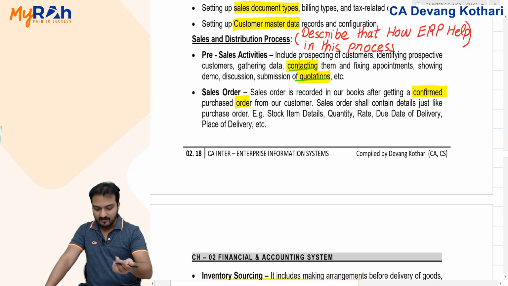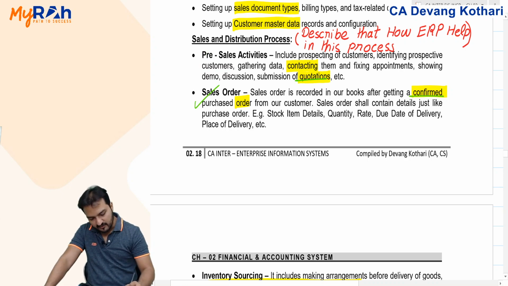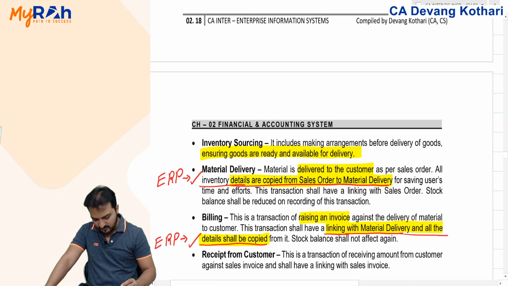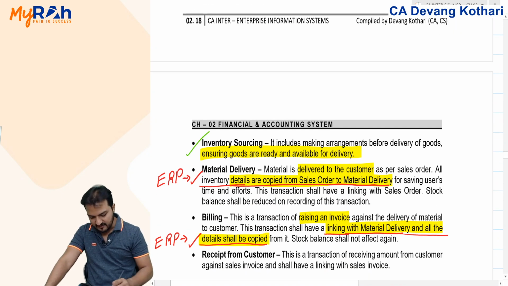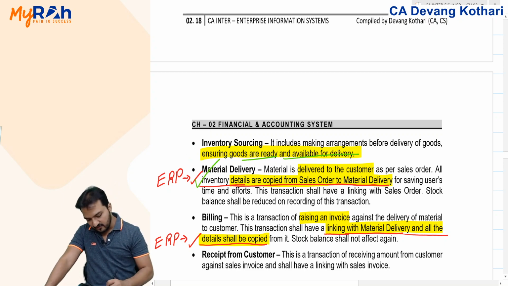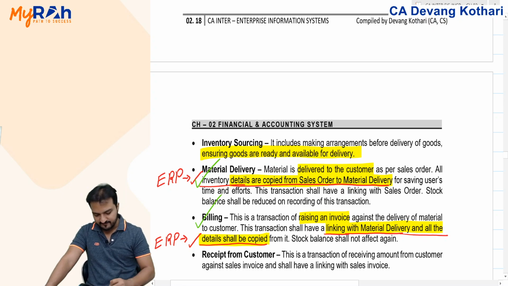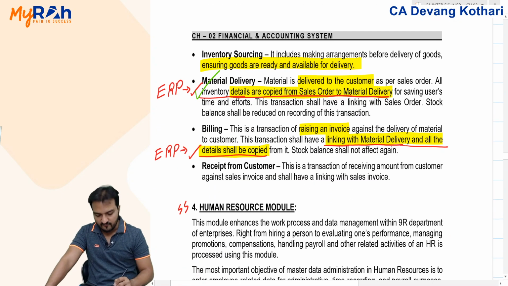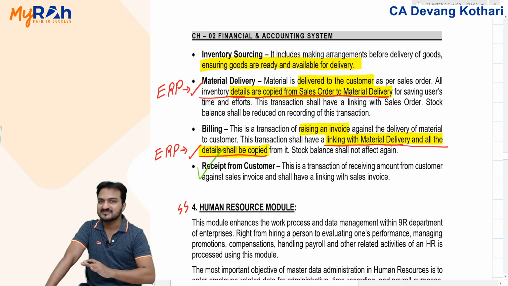Accordingly, you get an order from the customer, that is the sales order. You get a confirmed order from the customer. Then you do inventory sourcing, that is ensure that the goods are ready and available for delivery. Once you ensure that the goods are available, you do the delivery of the products. Then billing, you send the invoice to the customer and you receive money from the customer. This is the general sales process.